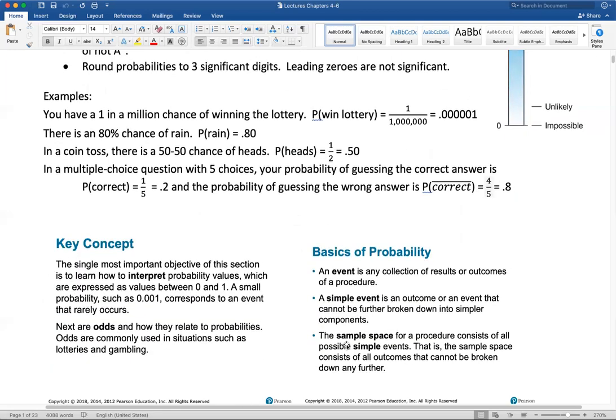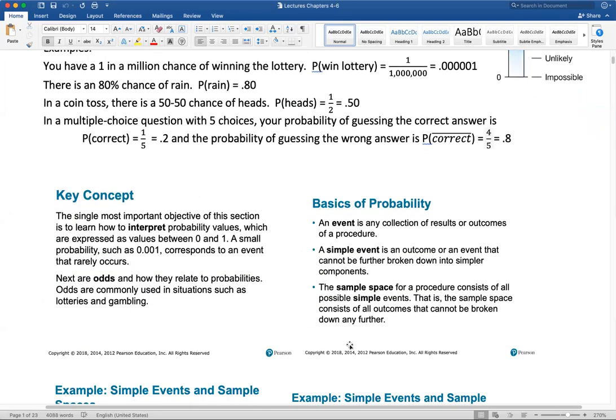So now let's see the basic probability. An event is any collection of results or outcomes of a procedure. A simple event is an outcome or an event that cannot be further broken down into simpler components.